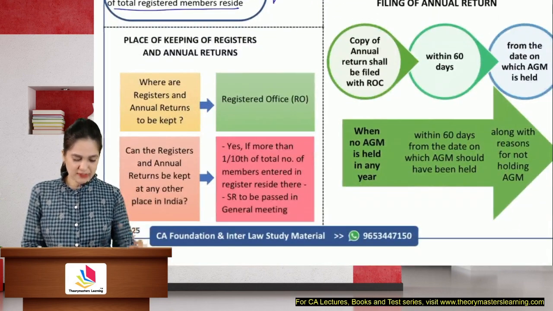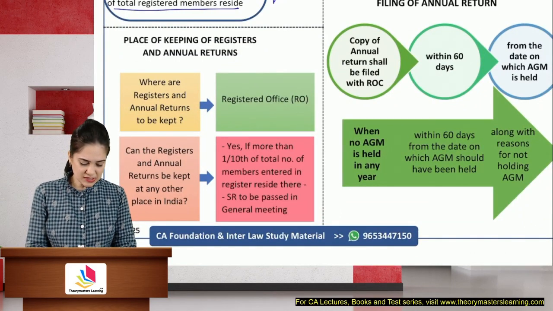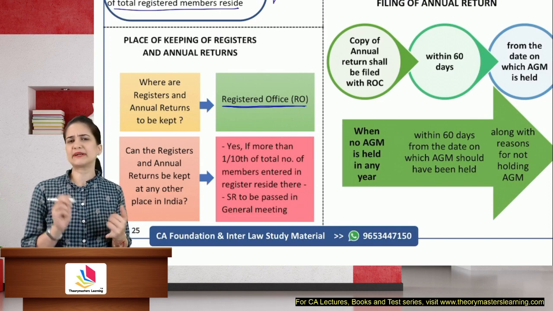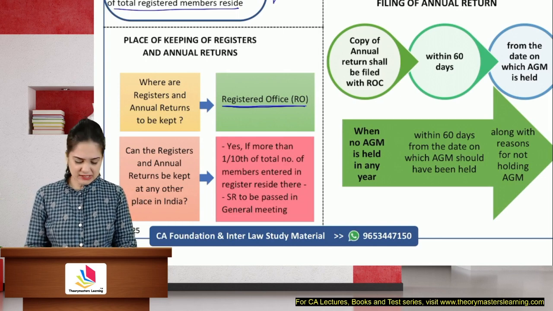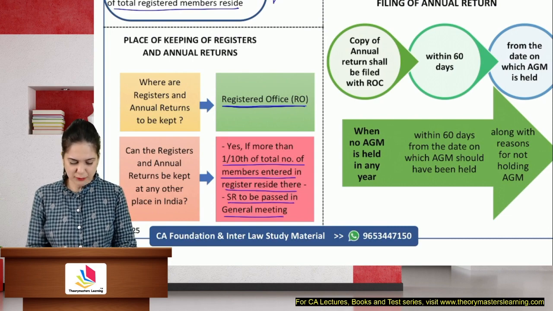Where will you keep the registers and the annual return? Registers, annual return, they will all be kept at the registered office of the company. This is the place where the books are maintained, communication takes place. Can they be kept at any other place? Yes. If more than 1/10 of the total members entered in the registers reside, you have to pass a special resolution in the general meeting.